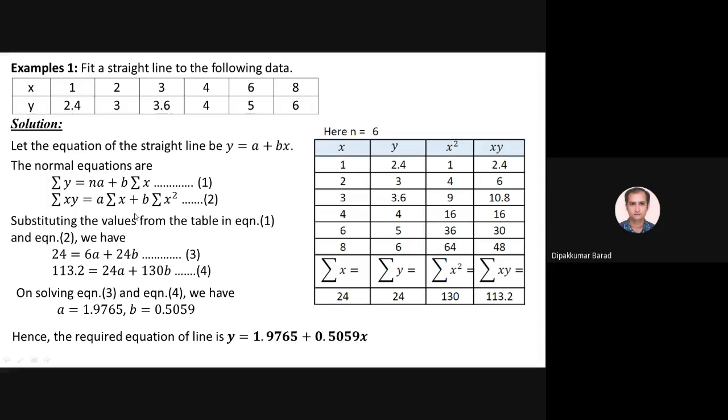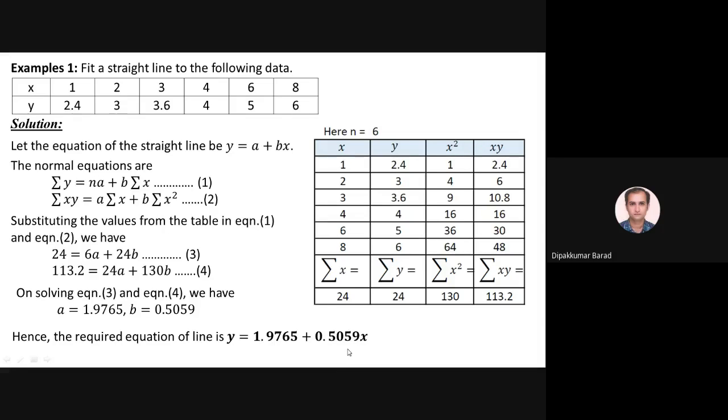Put these values into the normal equations, and you get two linear equations in two variables a and b. Now you have to solve these two linear equations, and there are a lot of methods for this, by elimination or cross multiplication. You can find a and b, and once you get a and b, this is your straight line equation: y is equal to 1.9765 plus 0.5059x.